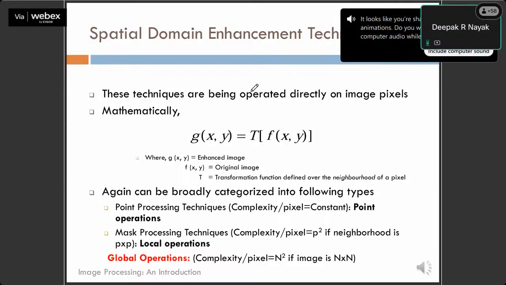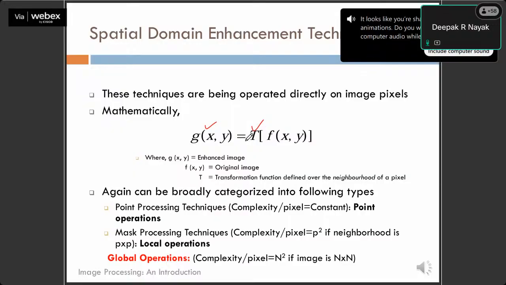How can we mathematically define all enhancement techniques? The enhancement techniques can be mathematically defined as g(x,y) = T[f(x,y)]. f(x,y) is nothing but the original image. That is the way we can represent the image in the form of a two-dimensional function. T is the transformation function which is applied over this image to get g(x,y). g(x,y) is the corresponding enhanced image of f(x,y).